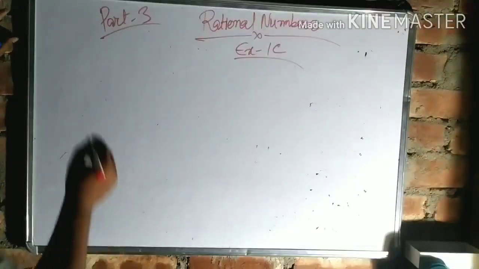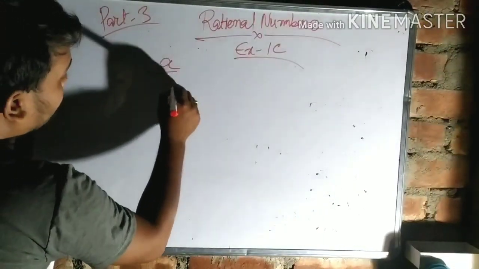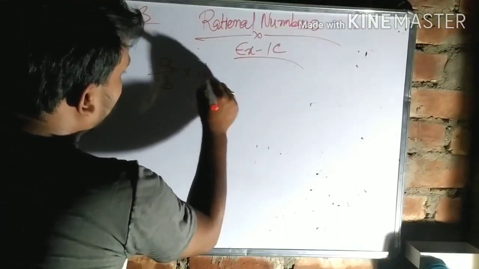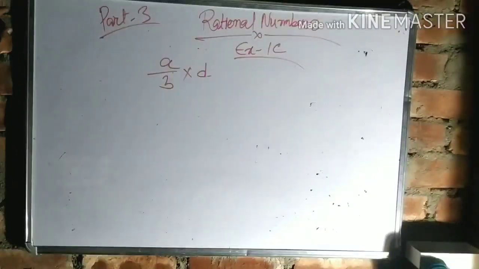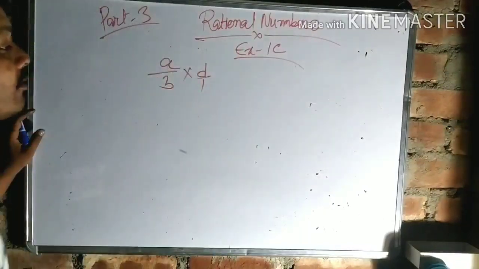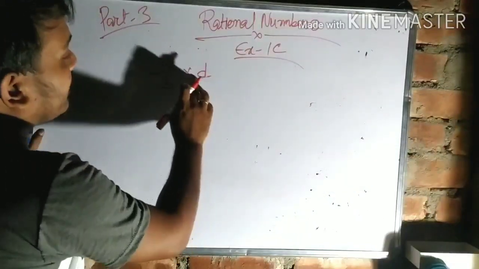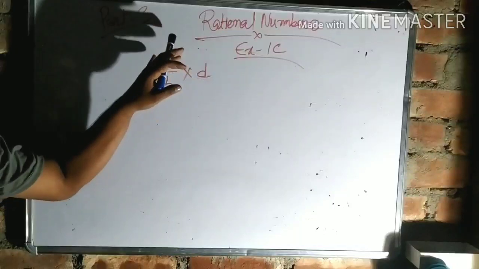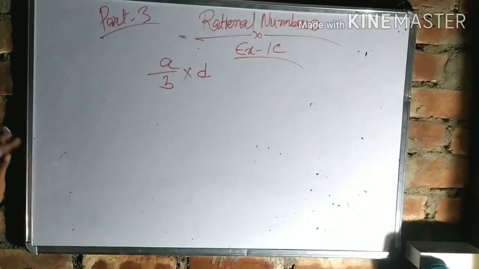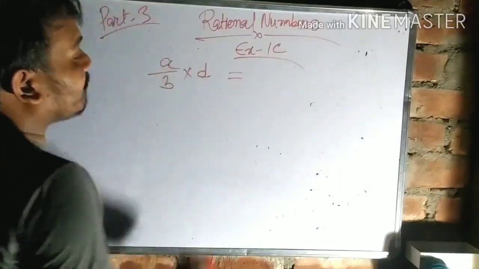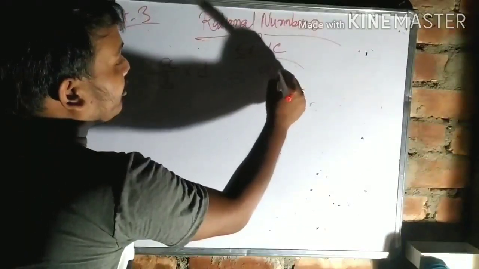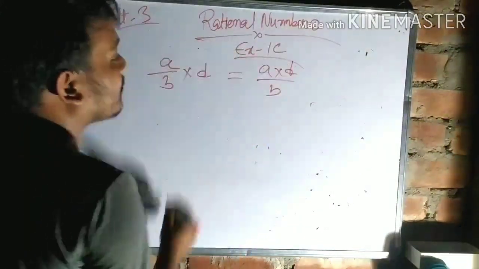So how do we multiply two rational numbers? If a by b and d is also a rational number, because d can be written as d by 1, how do we multiply it? Always this d is multiplied with the numerator, not the denominator. So what is the result? a into d by b.